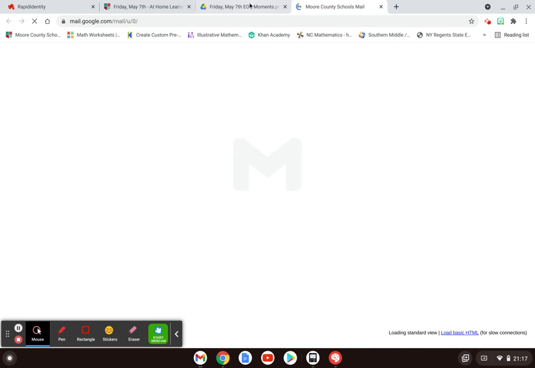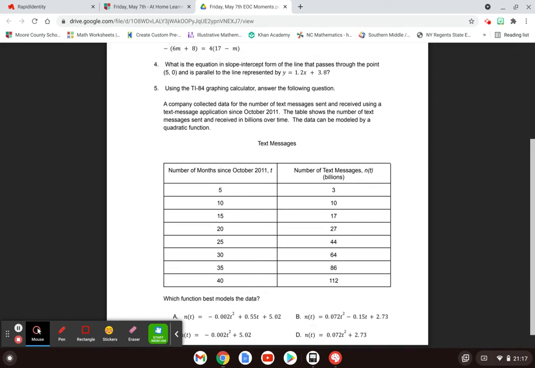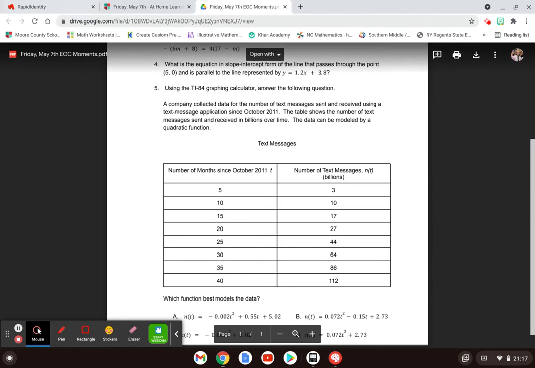All right, so now for the next one. All right, the next one is going to be, what is the equation in slope-intercept form of the line that passes through the point 5, 0 and is parallel to the line represented by y equals 1.2x plus 38? All right, so here's what we do. Since parallel lines have the same slope, the slope for the new line is going to be 1.2. And it's passing through the point 5, 0.